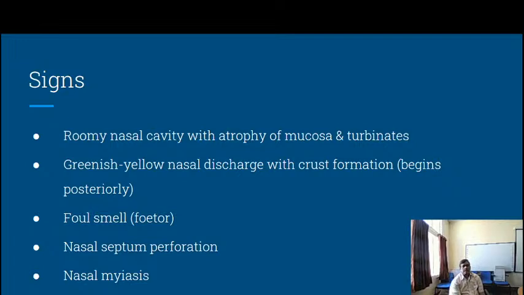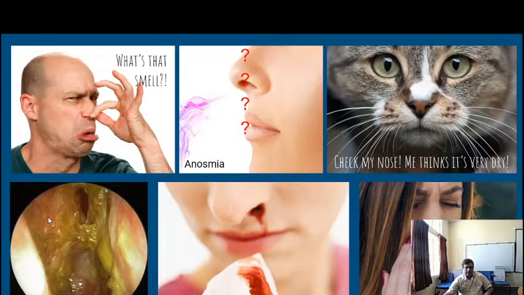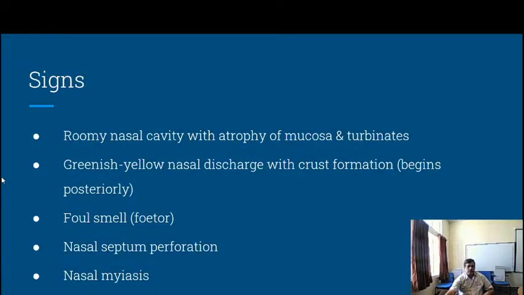Sometimes when you do an anterior rhinoscopy, or a nasal endoscopy, you will see greenish yellow nasal discharge with crust formation, as we have seen in this picture here. Sometimes they are anterior, sometimes they are posteriorly situated. And of course, the foul smell is something which you perceive. The nasal septum, because of the chronic inflammatory process or endarteritis, the septal cartilage also gets necrosed and produces a nasal perforation.